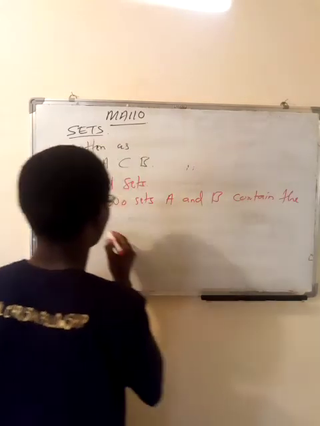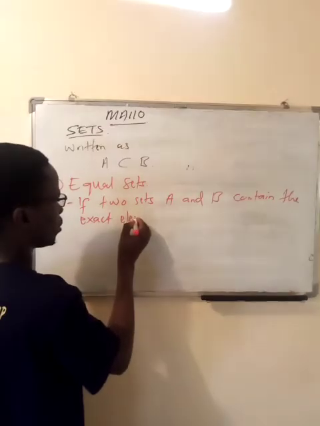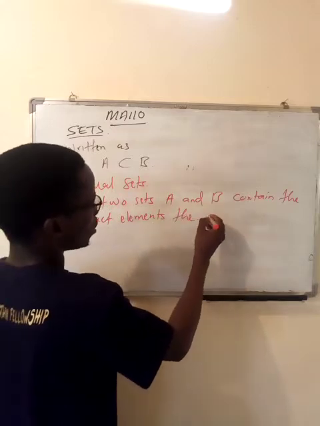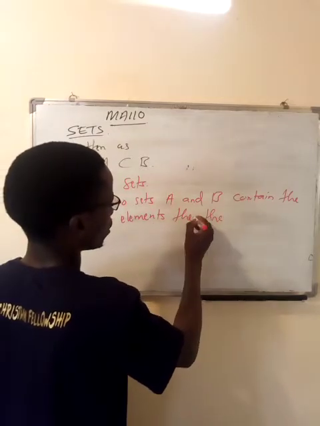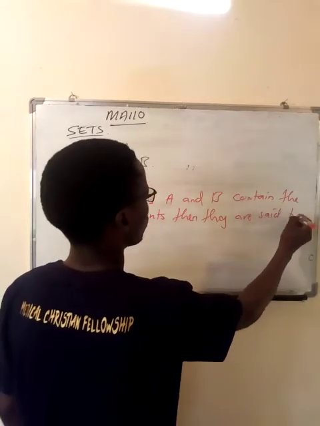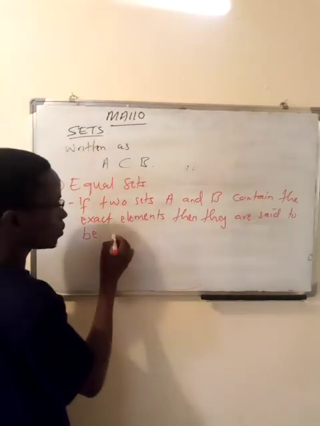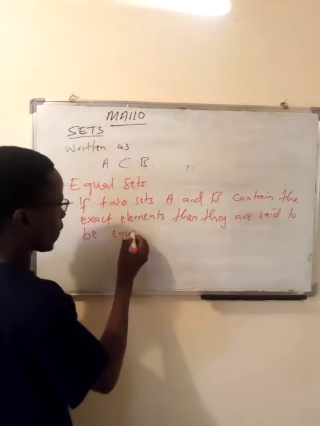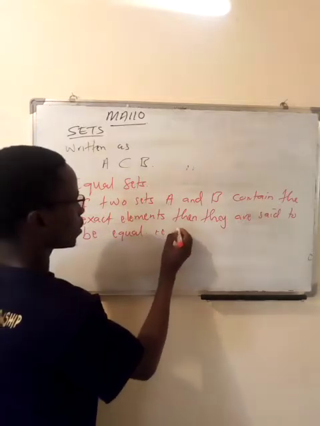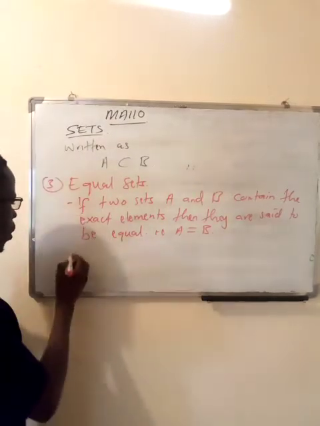A and B are subsets of each other. That's what it means. Every element in set A is found in B, and every element in set B is also found in set A. Then that means that the two sets are subsets of each other.